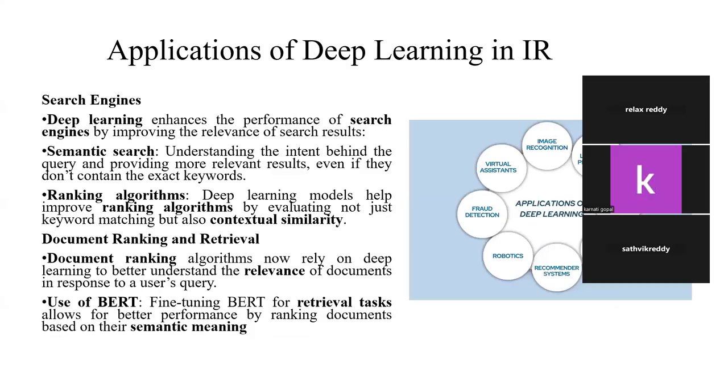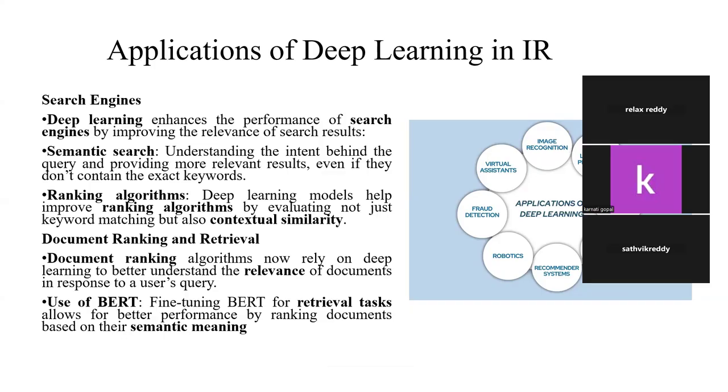Next slide, please. Now let's see the applications of deep learning in information retrieval. Deep learning enhances search engines by improving result relevance through semantic search, ranking algorithms, and document retrieval techniques. Models like BERT and DPR enable search engines to understand user intent, match queries with semantically relevant documents, and rank them contextually rather than relying solely on keyword matching.